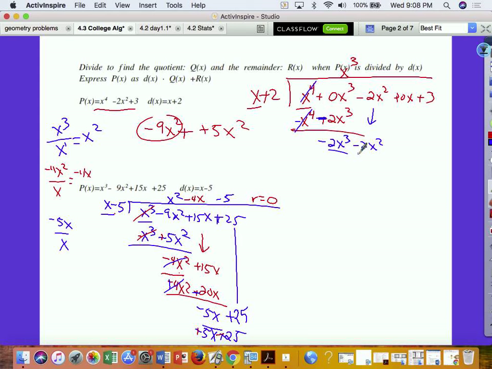And now we need something in the x squared column in our answer. So the front term divided by the front term would be a negative 2x squared. So now again, we take this term times the entire divisor. Negative 2x cubed minus 4x squared.